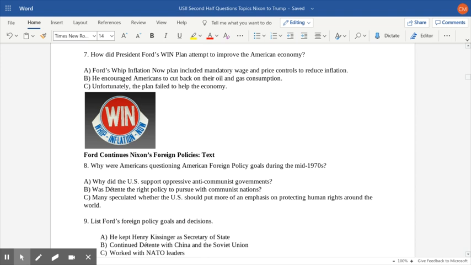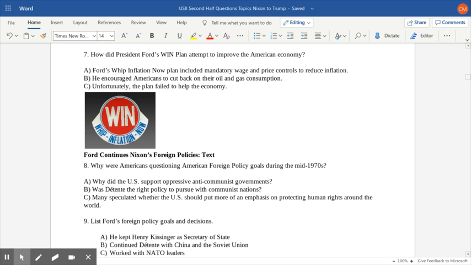Next, we'll take a look at some of Ford's foreign policy issues. By the mid-1970s, Americans were beginning to question some foreign policy goals. Obviously, we had just come out of the Vietnam War. It was not that long previous that we had gotten out of the war. We're only maybe about 2 years removed from Vietnam.